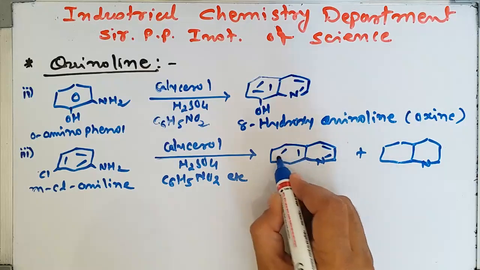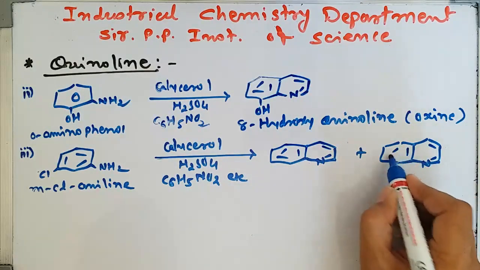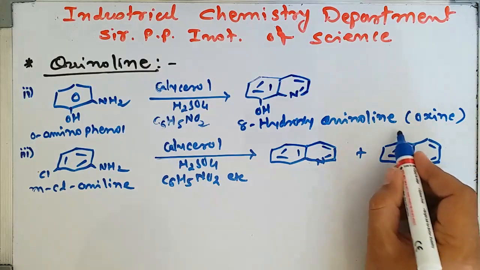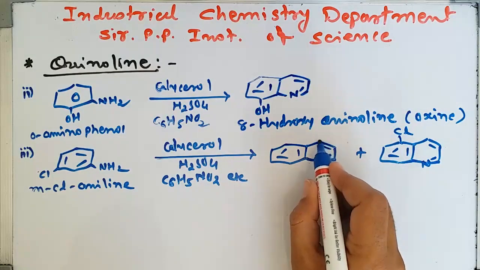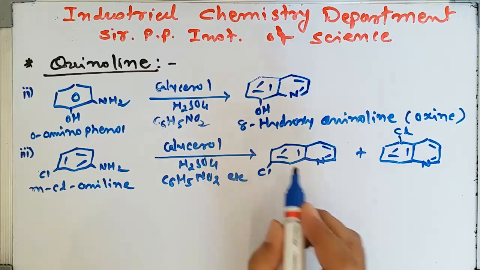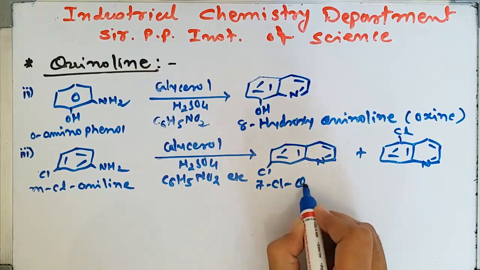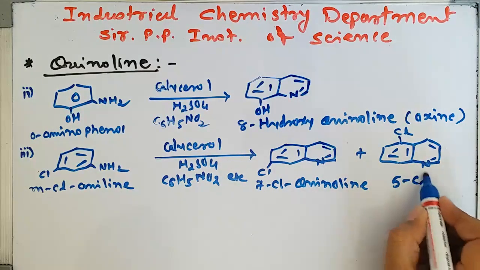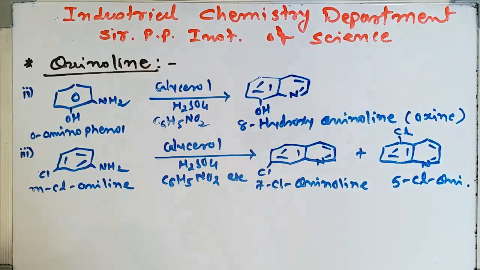This is nitrogen. This is quinoline. So we start numbering 1, 2, 3, 4, 5, 6, 7. So these are 7-chloroquinoline and this is 5-chloroquinoline. So a substituted meta aniline has two ortho positions free, so we get 5 and 7 substituted quinolines.